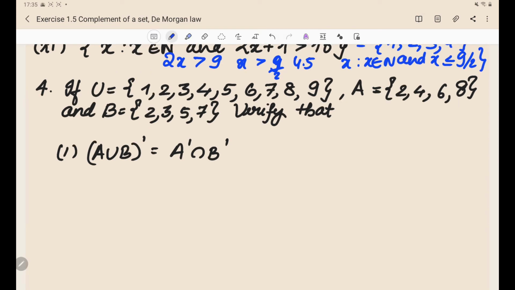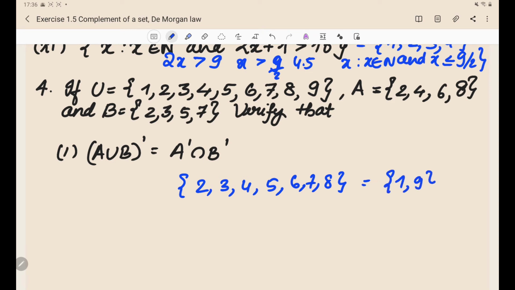A union B. What is A union B here? Taking the union, A union B is 2, 3, 4, 5, 6, 7 and 8, right? Now taking the complement of it from the universal set, what you will get? 1 is left over and 9 is left over. Okay, so this is what (A union B) the whole complement is.